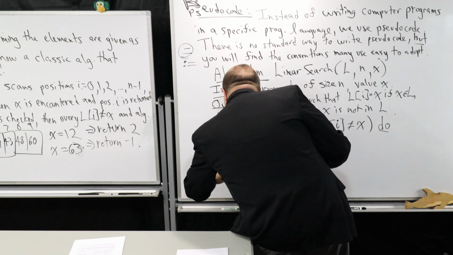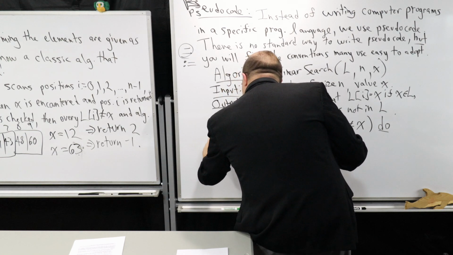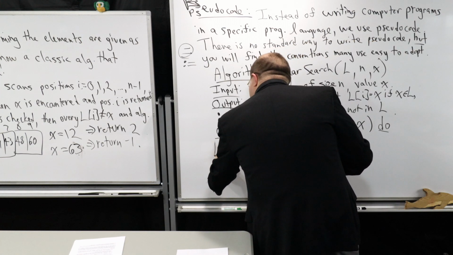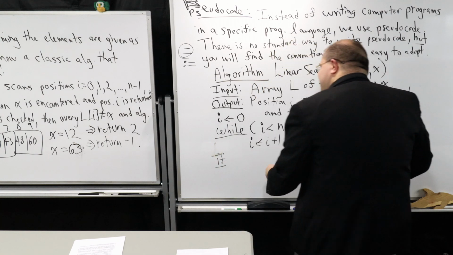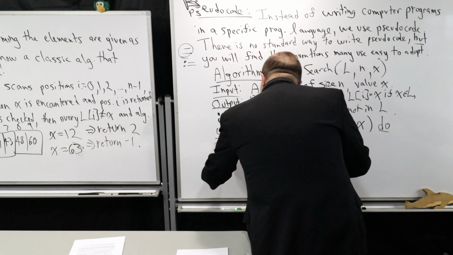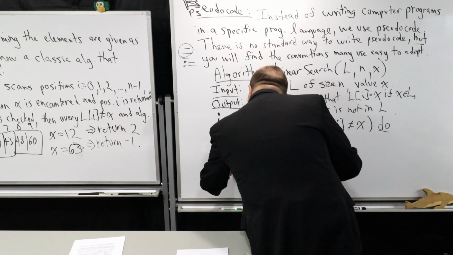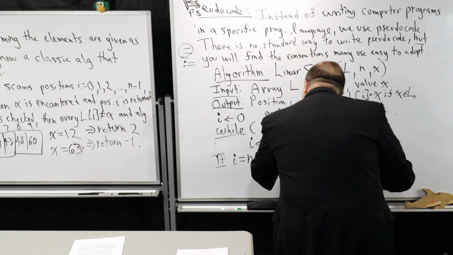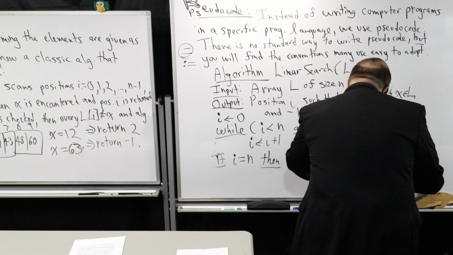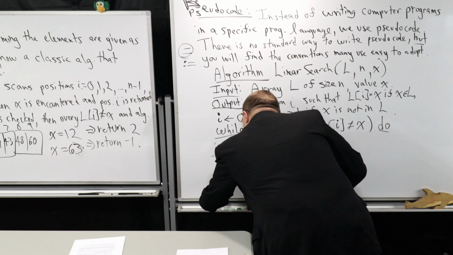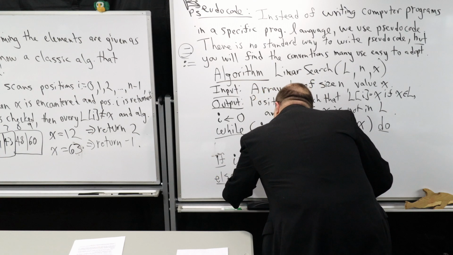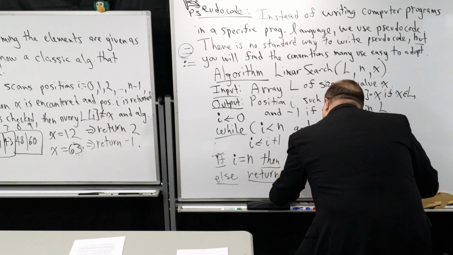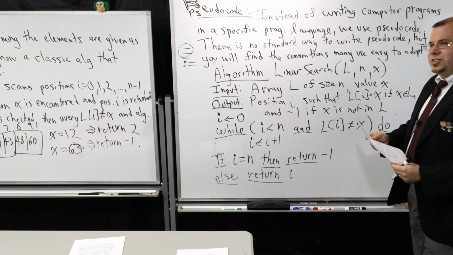And then I'm going to say after my while loop. Sometimes people like to put a little bracket like this. Some people like using curly braces. You could do any of these things. So I'm going to say if I is equal to n, then return -1. Else I'm going to return I. And there's my pseudocode.